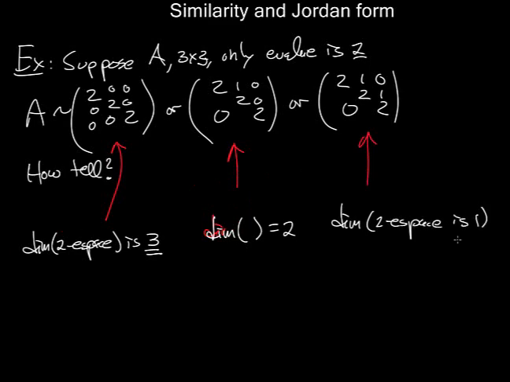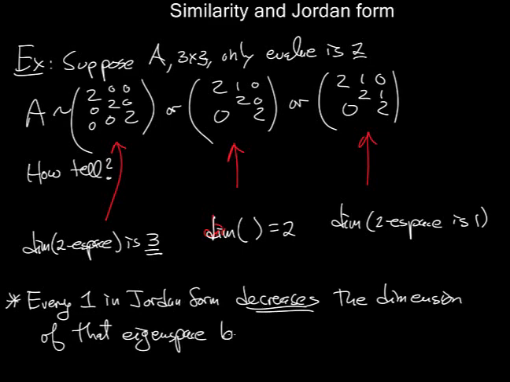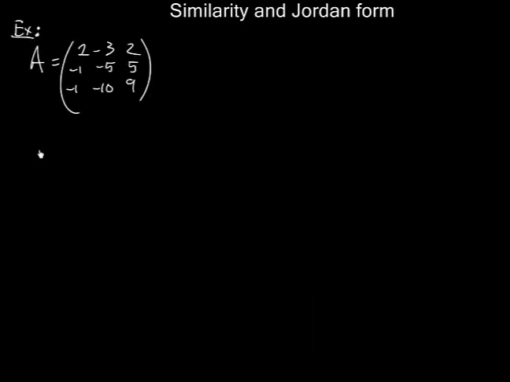So what you see is that every time you add a 1 to a Jordan block, the effect that has is it decreases the dimension of the corresponding eigenspace by 1. So the sizes of the Jordan blocks are intimately tied up with the dimensions of the eigenspaces.